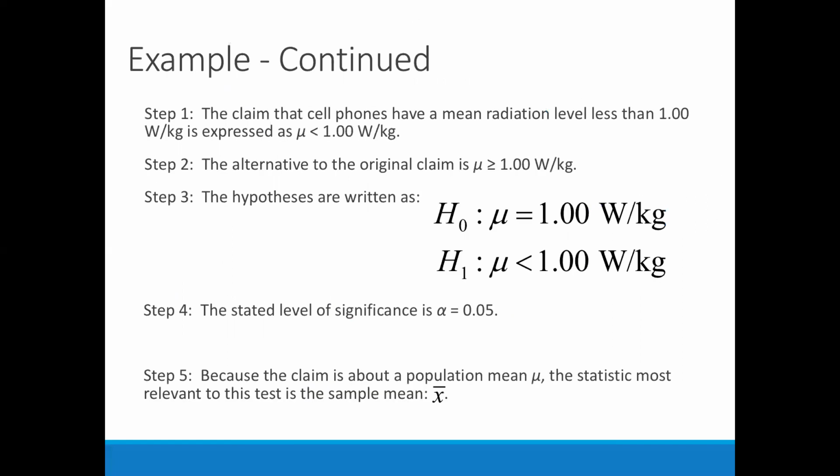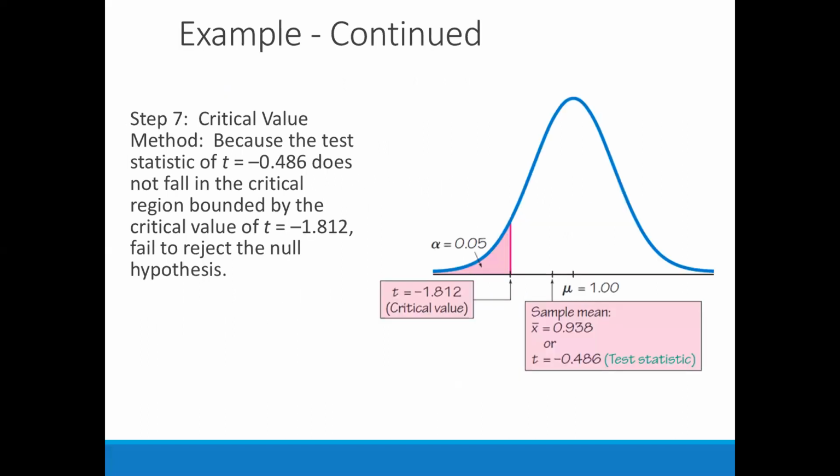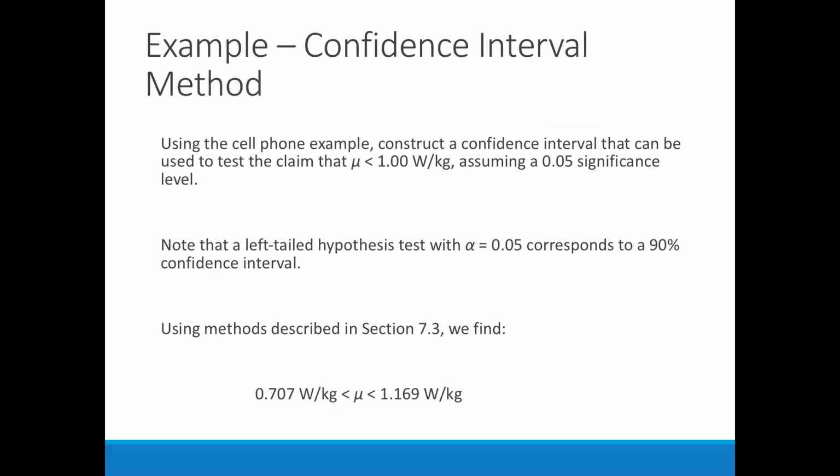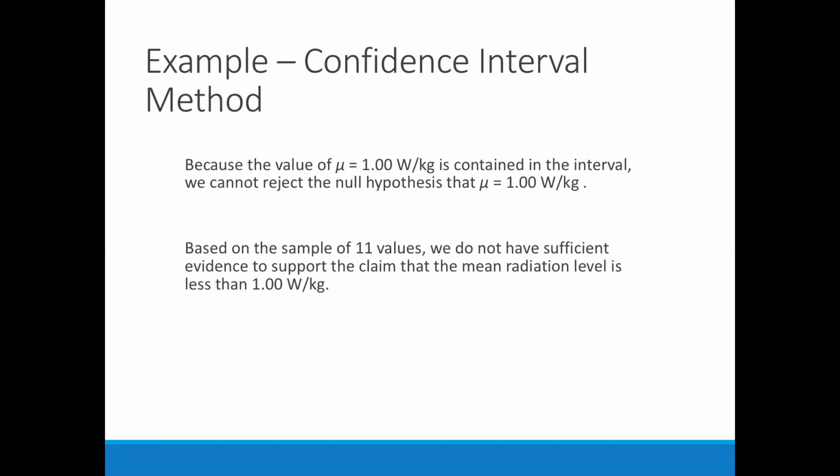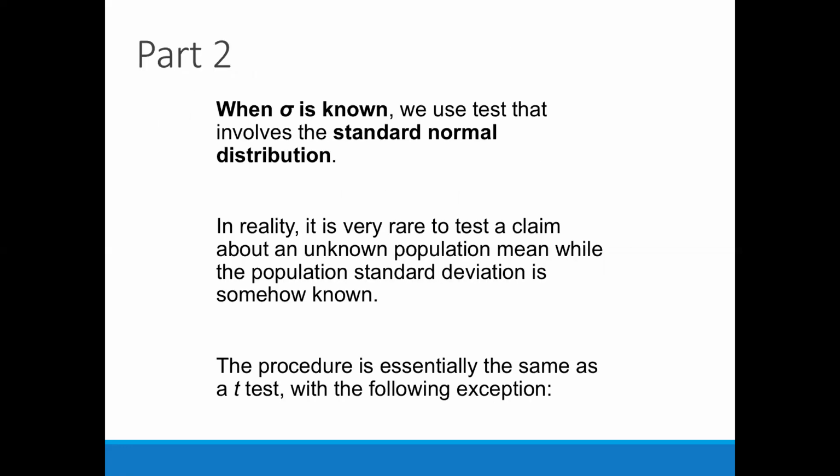So there is our null hypothesis. Mu equals 1.00 watts per kilogram. And so if we go back to this problem now right here, does 1.00 fit in there? And in this case, yes, it does, which would mean then that we would fail to reject the null hypothesis because the null hypothesis is contained within that confidence interval, right? So we cannot reject the null hypothesis. In other words, we fail to reject it, right? So we do not have sufficient evidence to support the claim that the mean radiation level is less than 1 watts per kilogram.